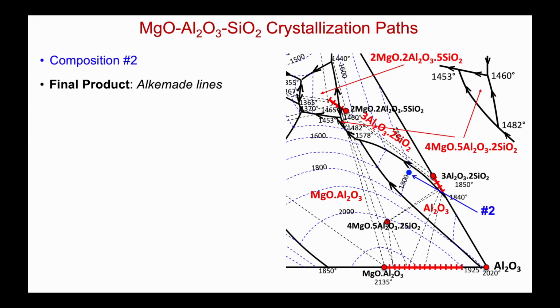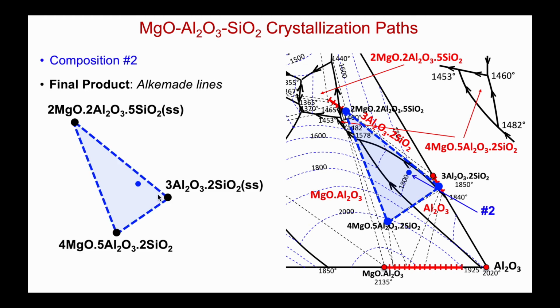First, identify the final product using the Alkemade lines. It's lying in this triangle. Let's just highlight that in blue. And we'll find the final solid state assemblage is a three-phase mixture of a composition of mullite, 3Al2O3·2SiO2 shown here, 2MgO·2Al2O3·5SiO2, so this ternary compound at the top, and then our sapphirine compound, just pulling those off. This is my final tie triangle of the solids that will be present after we've fully cooled. We can quantify the amounts using the lever rule.